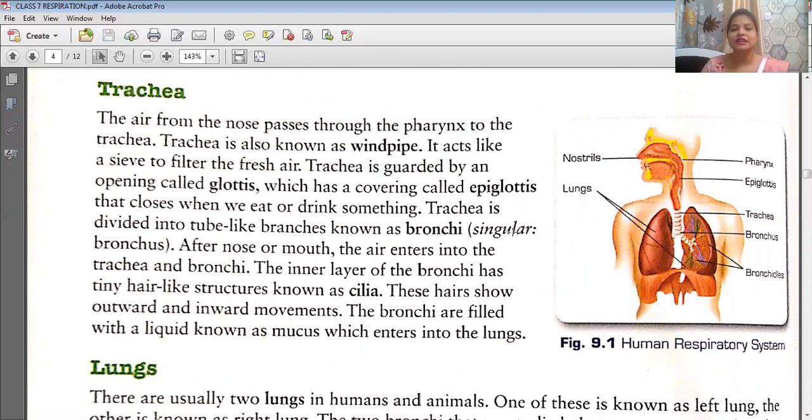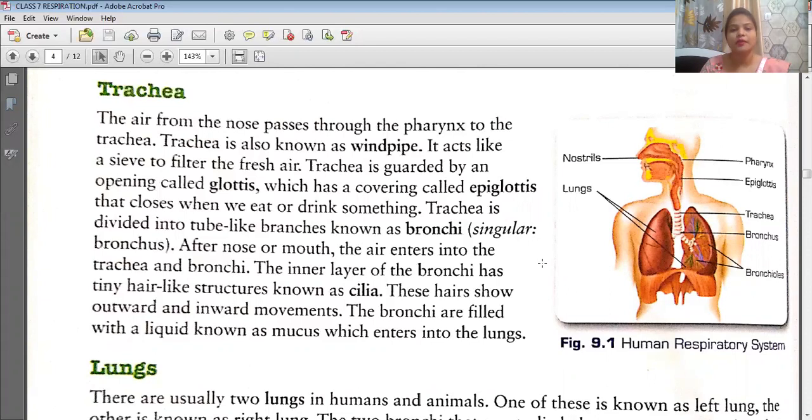And it acts like a sieve. Now what is a sieve? In Hindi, a sieve is known as छन्नी. People sift any substance with it, so the trachea works like a sieve, meaning it will allow only filtered or fresh air to move further. So this trachea is acting like a sieve.